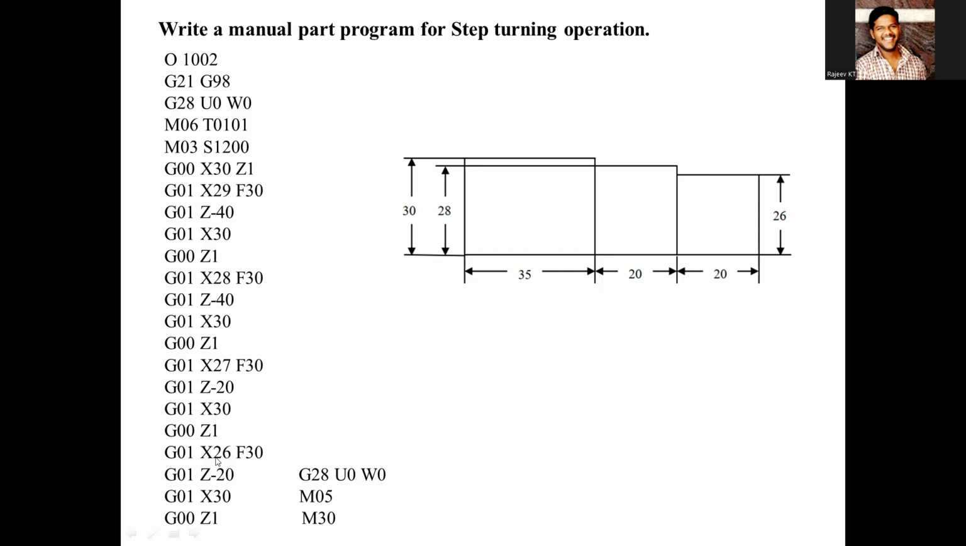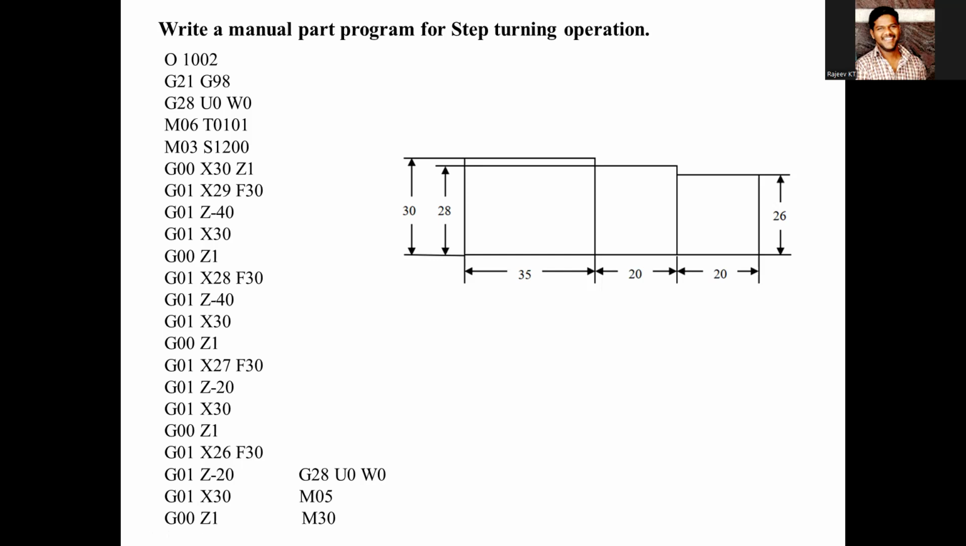Next X26, I will give Z minus 20. So I'll finish this process. Okay. After clearing this, I'll send it from that point to the reference position where I can change the tool. Okay, G28, U0, W0. That's an incremental value. It will go to home position or reference position. Then spindle stop, end the program.